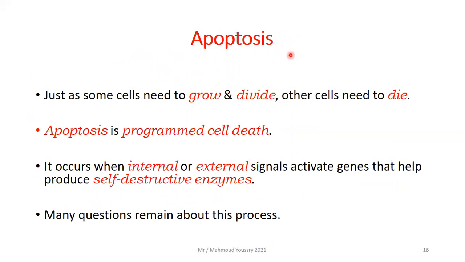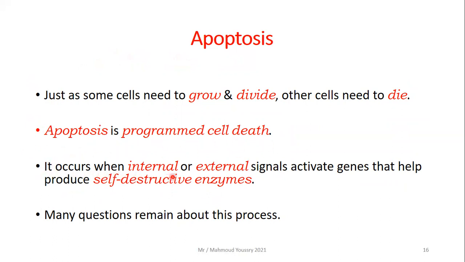Then we move to another part, which is apoptosis. So what's apoptosis? Just as some cells need to grow and divide, other cells need to die, and this is important. Why? Let's see. Apoptosis itself means programmed cell death. Apoptosis is programmed cell death.